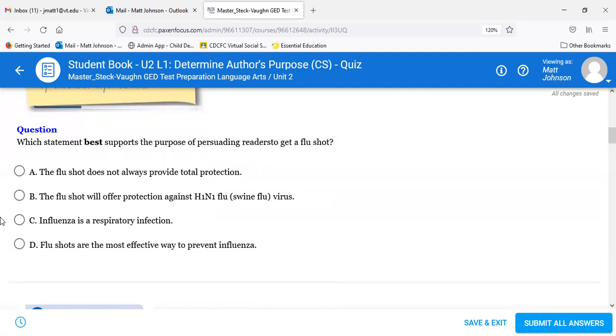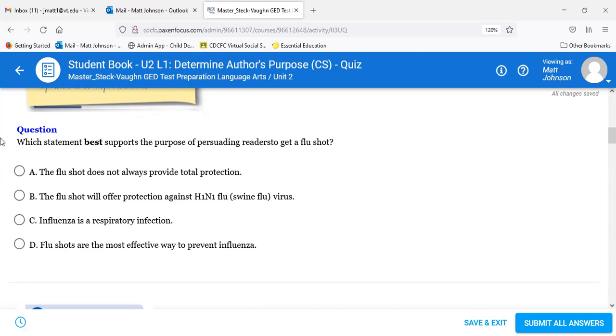Okay, number 1. Which statement best supports the purpose of persuading readers to get a flu shot? A. The flu shot does not always provide total protection.